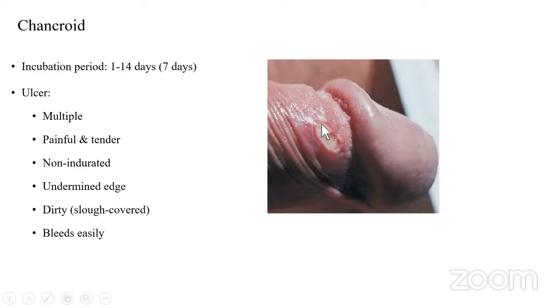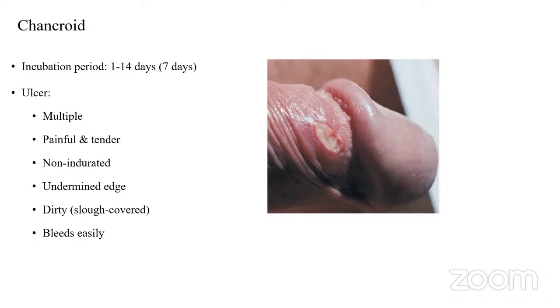And that is why these ulcers are called soft chancre. Okay, in syphilis, they were called chancres because they were indurated, whereas in chancroid, they are non-indurated. That's why it's called soft chancre. And the characteristic or typical features of chancroid are the undermined edge and the dirty floor, covered with slough. Okay, and these ulcers easily bleed.